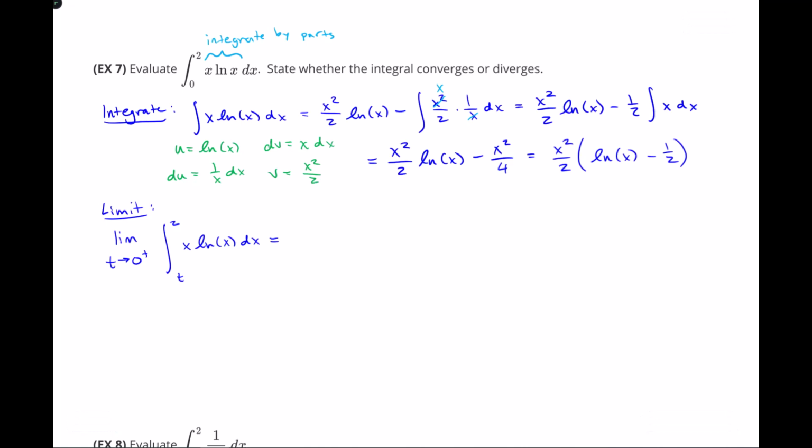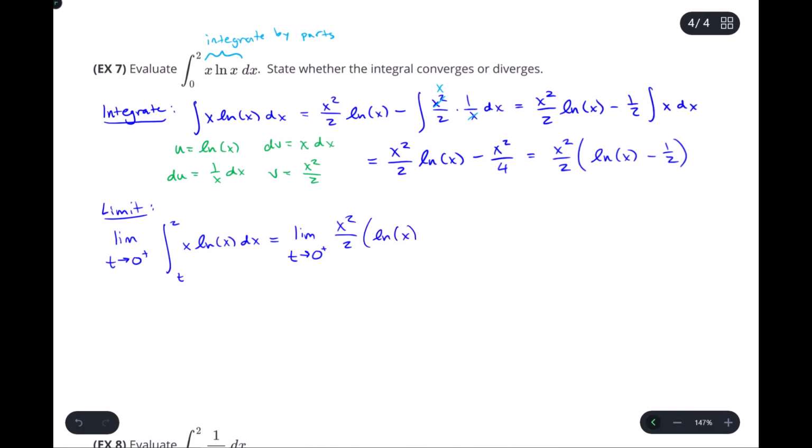All right, now the next thing that we're going to do, we've already integrated, so we're just going to plug that result in. So the limit as t goes to 0 from the right of x squared over 2 natural log x minus 1/2. That would be evaluated between t and 2, which is what we'll do next here. So let's go ahead and write that out.